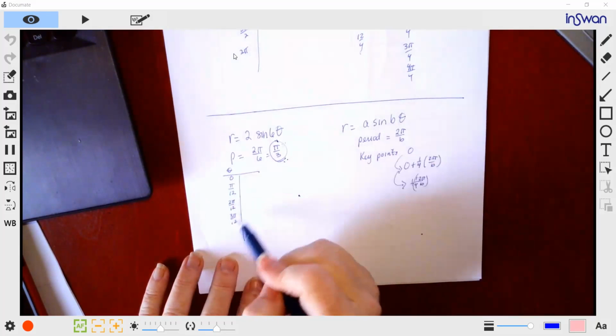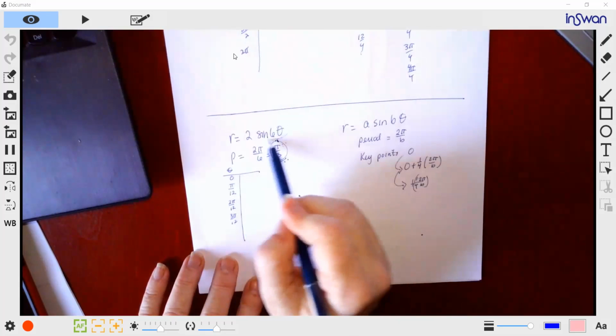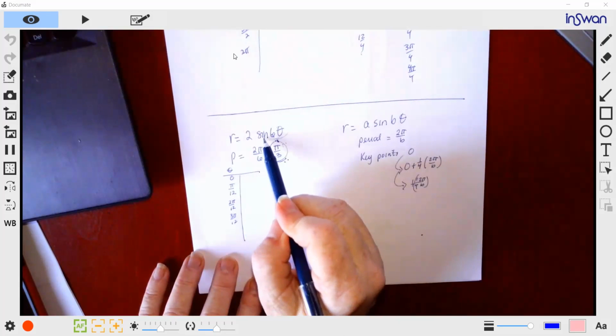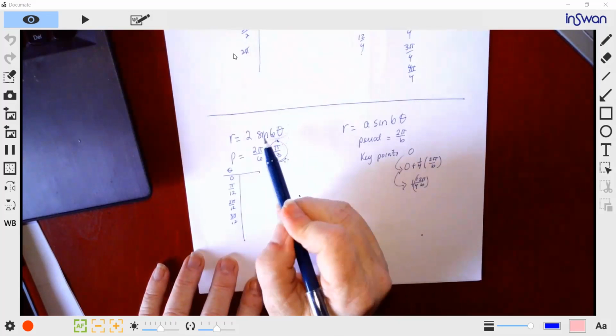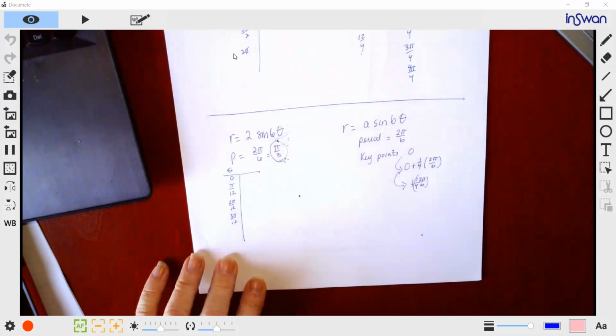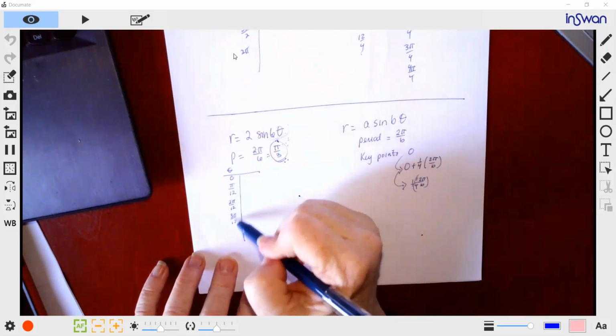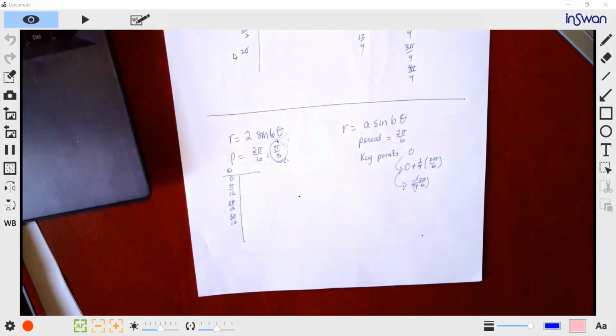What's cool about the key points is that when you plug those in here, you end up taking the sine of 0, sine of pi over 2, sine of pi, sine of 3 pi over 2, and sine of 2 pi. That's what's special about these: when you plug them in, you get the high points, low points, and midpoints. Okay, I think I got it.